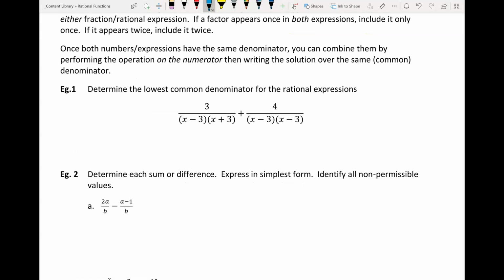So let's go ahead and do an example of this. Determine the lowest common denominator for the rational expressions. If we take a look at the first rational, we have x minus 3 and x plus 3, so those two must be included in our LCD. Looking at our next one, we have x minus 3, x minus 3, so there's a duplicate of x minus 3. In my LCD right now, I only have one x minus 3, but we need two because that one has 2. So I'm going to square the x minus 3. This would be our full LCD.